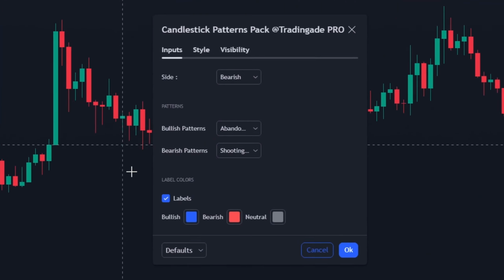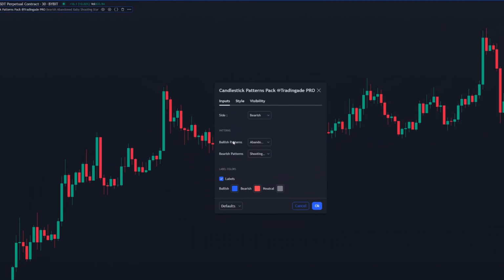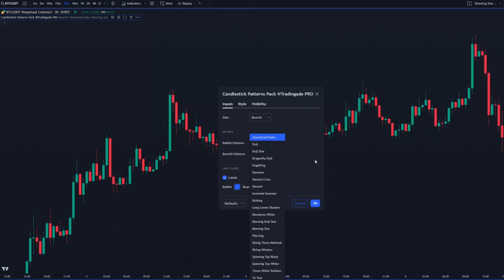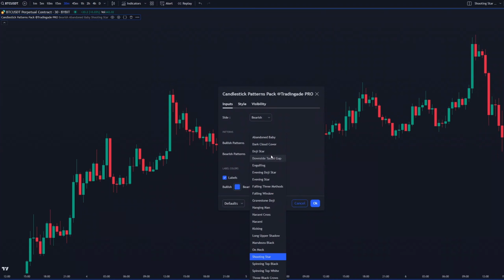This indicator contains all the candlestick patterns that exist so far. They are divided in bullish patterns, as you can see all bullish patterns, and bearish patterns. Today we'll take a look at the bearish pattern called Shooting Star.